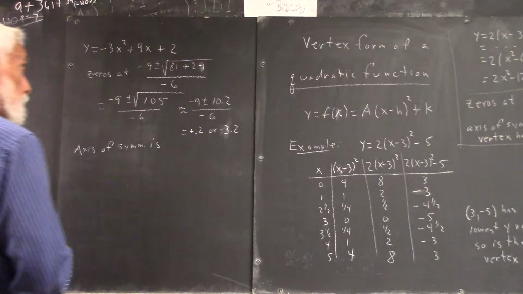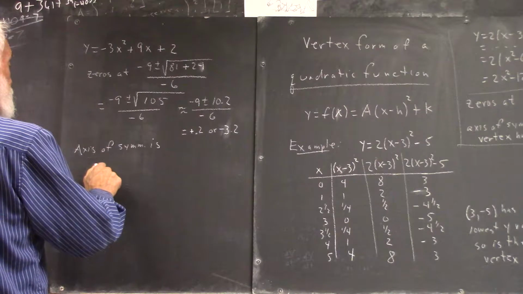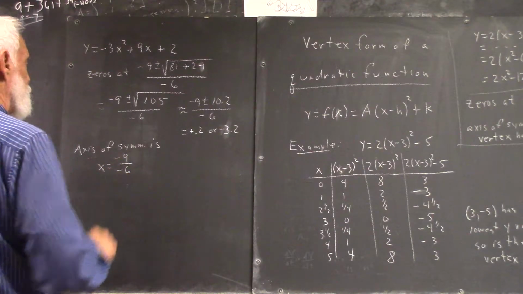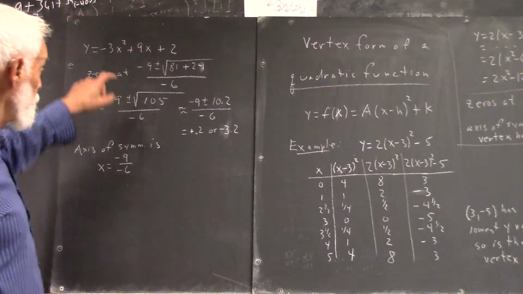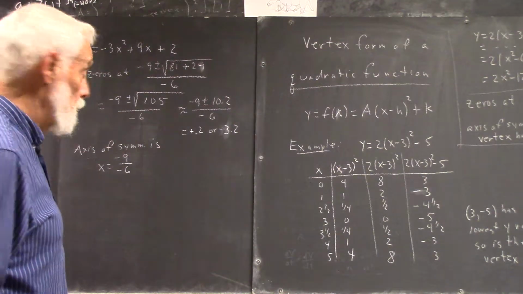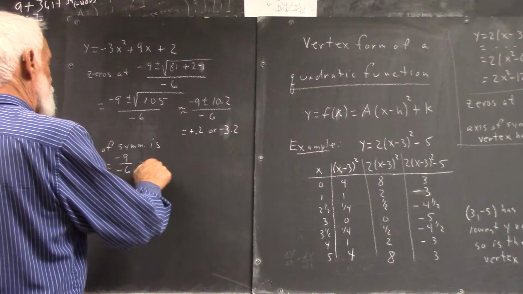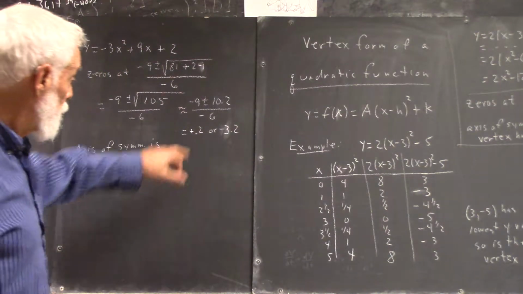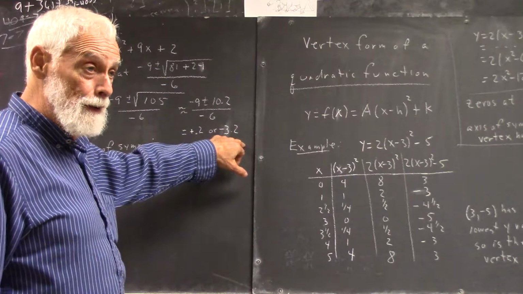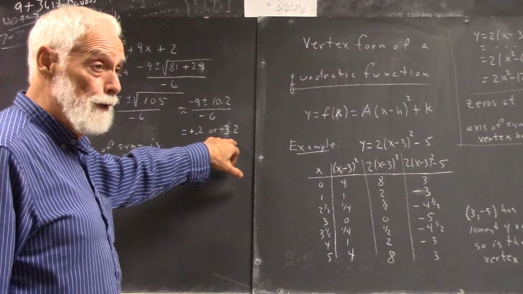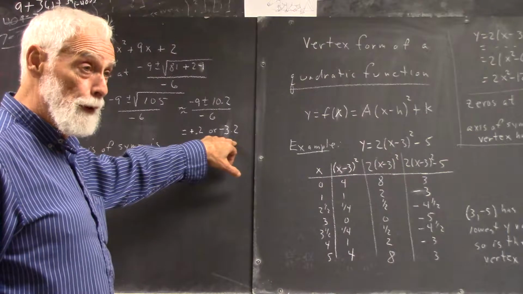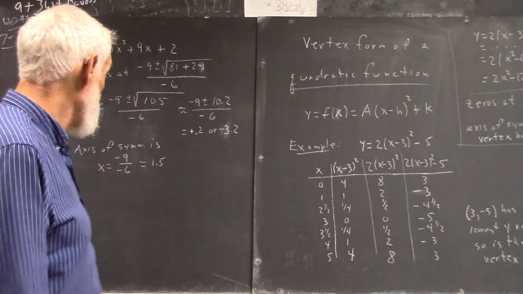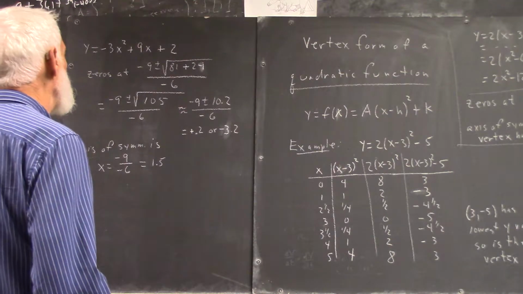The axis of symmetry is x equals negative 9 over negative 6, or negative b over 2a, which is right here in the quadratic formula. And that's 1.5, and that checks out with these two zeros, because if you average the two zeros, you get the number right in between them. Or if you add 2 and negative 3.2, you get negative 3.